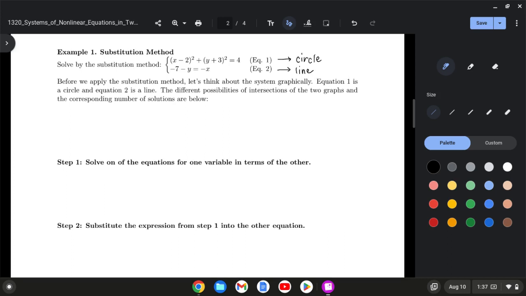Now let's think about the different possibilities of how these two graphs, a circle and a line, could intersect and how many solutions that would give us. If we have a circle and also a line on our coordinate plane, we could have it where the circle and the line don't even cross. In this case, we would have no points of intersection because they don't share any points, so we would have no solution.